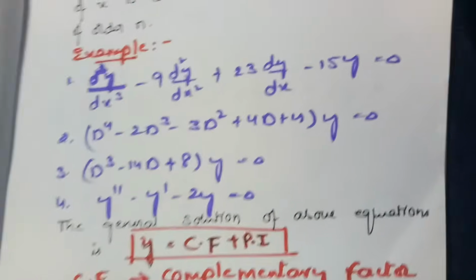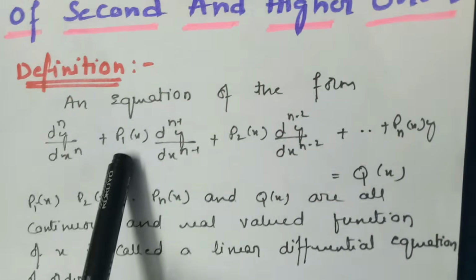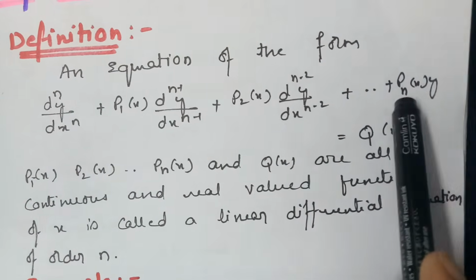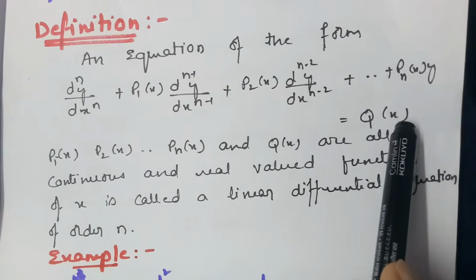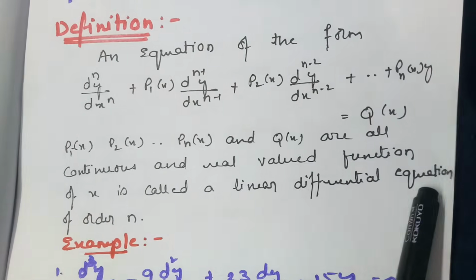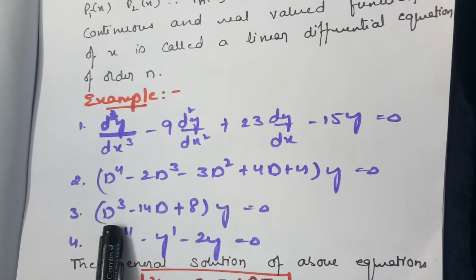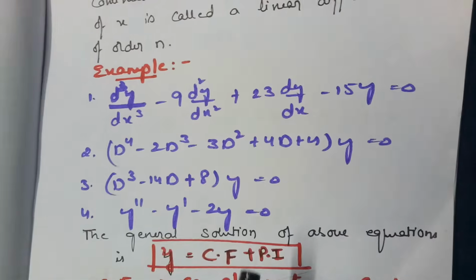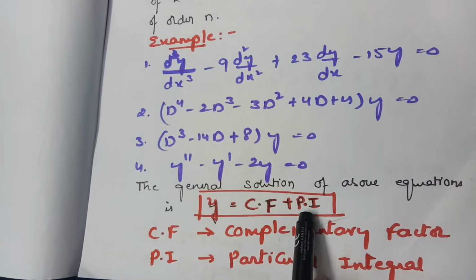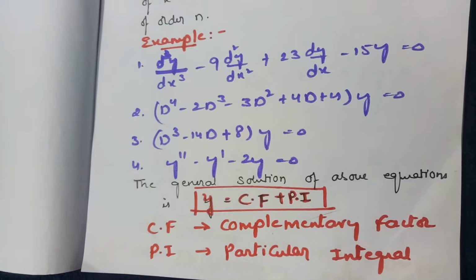We have to calculate both and we have to add up these two to get the general solution of the above equation. So if I go back once again to the beginning, an equation of the form D power n plus p1 of x into D power n minus 1, p2 of x into D power n minus 2 plus and so on pn of y is equal to q of x. Don't miss this, it is equal to q of x. This whole equation is the linear differential equation of order n. For example, it is order 3, it is order 4, it is order 3 and it is order 2. So to find the solution of this type of equations, we have to calculate CF and PI. The CF is nothing but complementary function and PI is the particular integral.